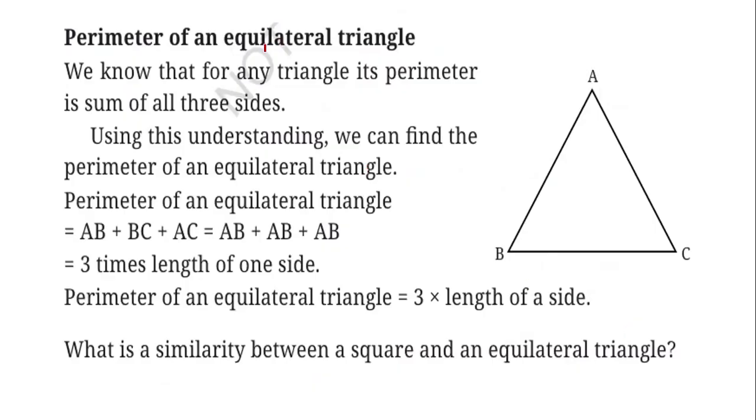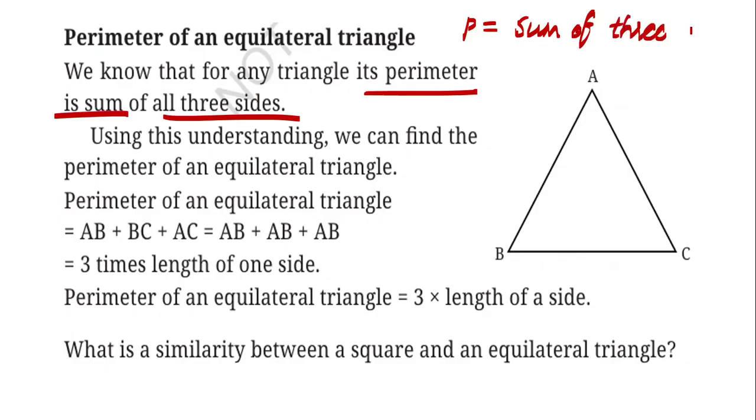Now, the perimeter of an equilateral triangle. We know that for any triangle, its perimeter is the sum of all three sides. Perimeter of a triangle is equal to the sum of all three sides. Using this understanding, we can find the perimeter of an equilateral triangle.